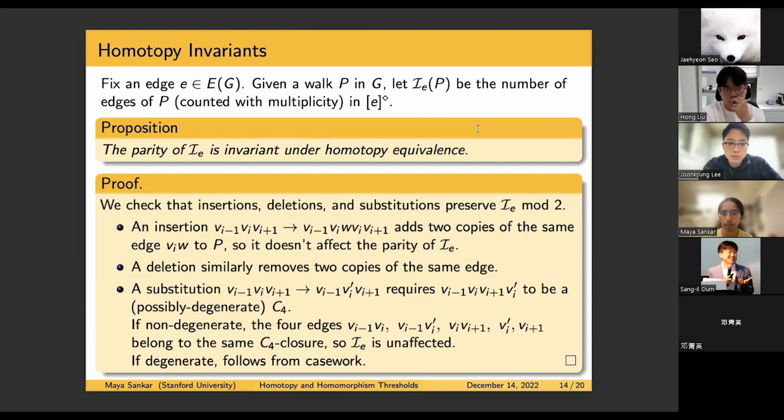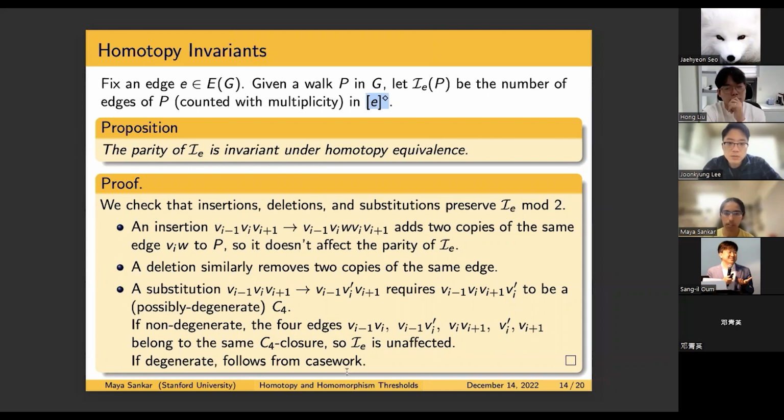substitutions preserve this quantity. If we have a substitution like this, then as we said before, that means that we have a C4: v_{i-1}, v_{i+1}, and v'_i. And if the C4 isn't degenerate, then the four edges of the C4 have to be in the same C4 closure. So either we took away two edges from the C4 closure and added two new edges from the C4 closure, or this C4 closure is totally disjoint from the four edges we're adding or removing. So either we're decreasing I_e by 2 when we remove these two edges and increasing it by 2 when we add these two edges, or we're doing absolutely nothing, because these four edges form a C4 and therefore belong to the same C4 closure.